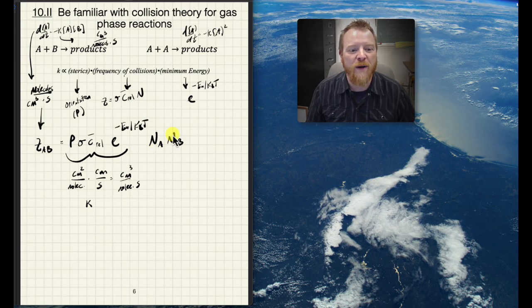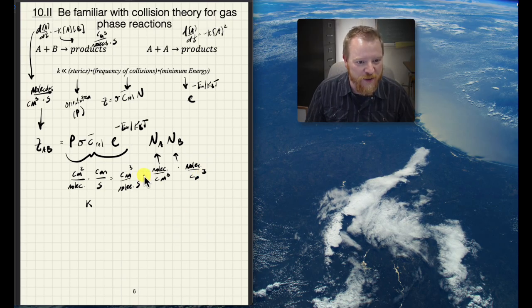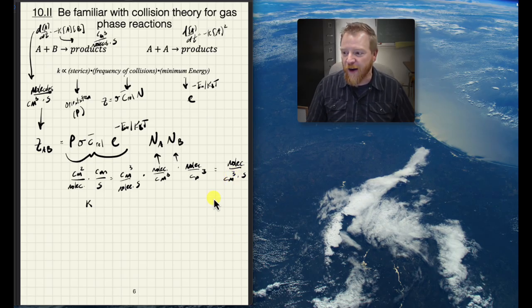Okay, so now what about these things? Well, each one of these will have units of molecule per cubic centimeter and molecule per cubic centimeter. So now if we continue to combine all of these units, the molecule per cubic centimeter cancels with this molecule per cubic centimeter, but then this one will survive. So what we're left with is a molecule per cubic centimeter per second. So lo and behold, there we have it.